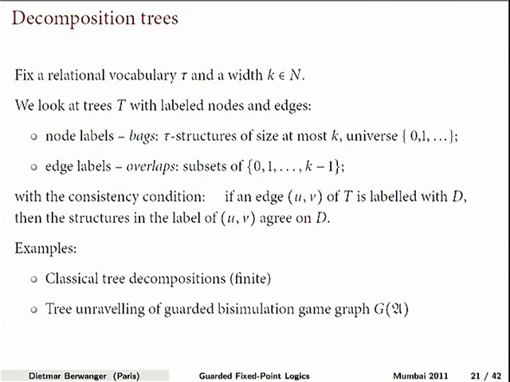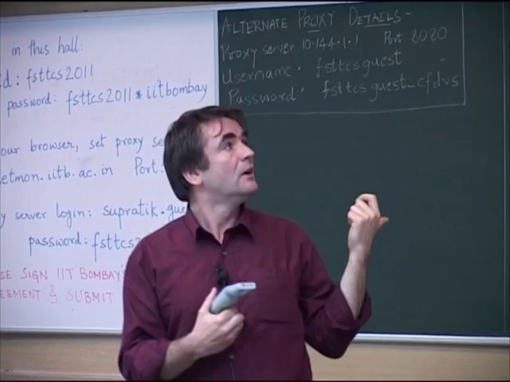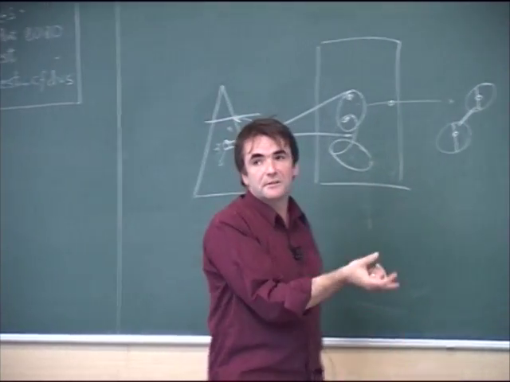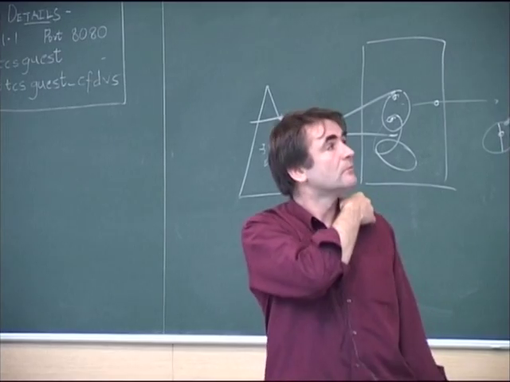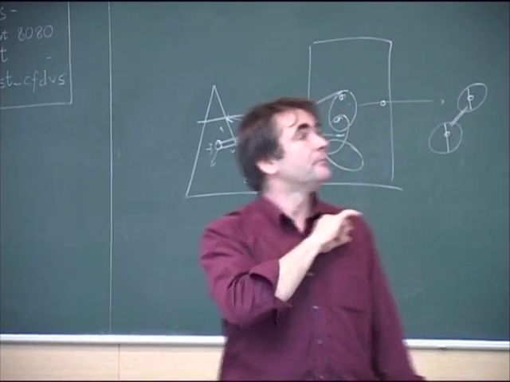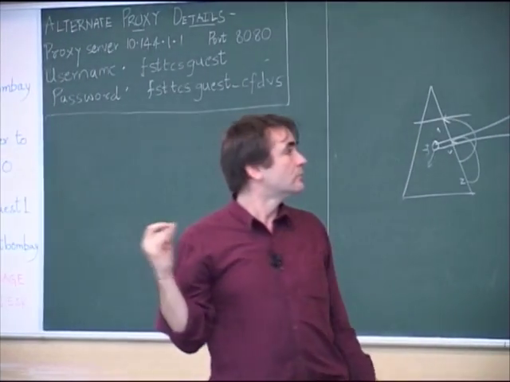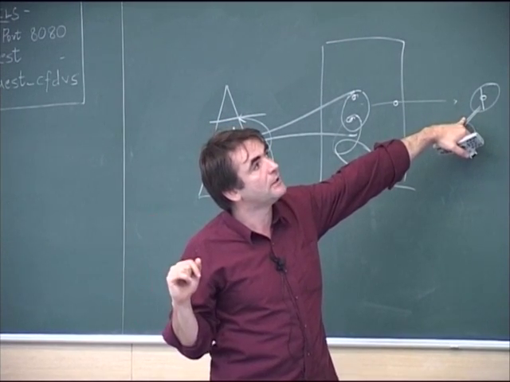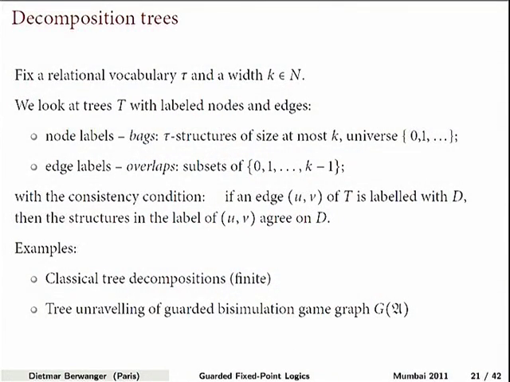But it carries a lot of information about this structure. Whenever we have a graph and we want to do automata, we are tempted to unravel it. So the data structures with which we will work are the composition trees, which are particular kinds of guarded bisimulation game graphs. Their nodes are labeled with little structures of a bounded size, which we fix in the beginning. So I describe a data structure; maybe we can forget for a moment why it is good. We take a vocabulary, and we take a width.